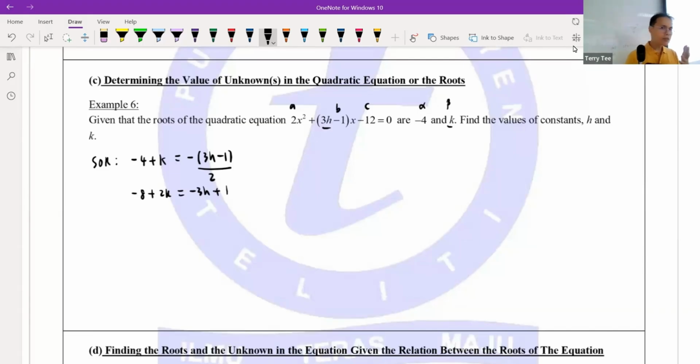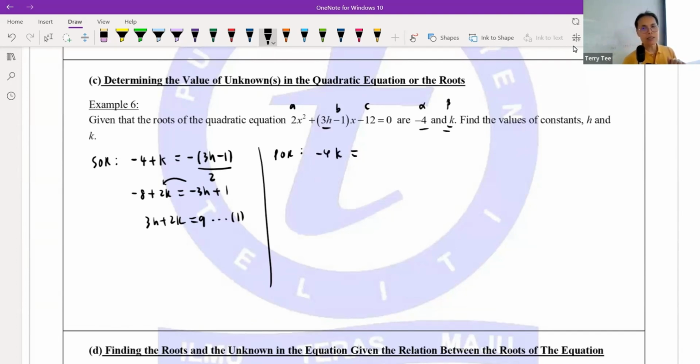Now, can I solve this equation? No, not exactly, because they are two unknown, right? Okay, so can we just maybe bring over 3h plus 2k equals to 9? Call this equation 1. Now, let's work out our POR. POR means these two roots multiply together, -4 times k. The result is C over A.